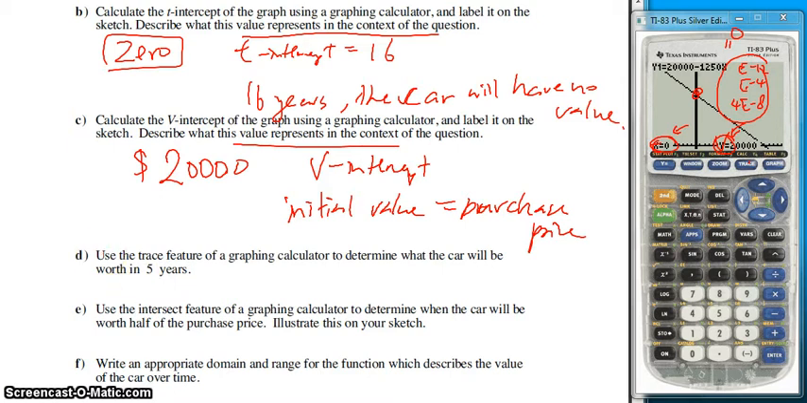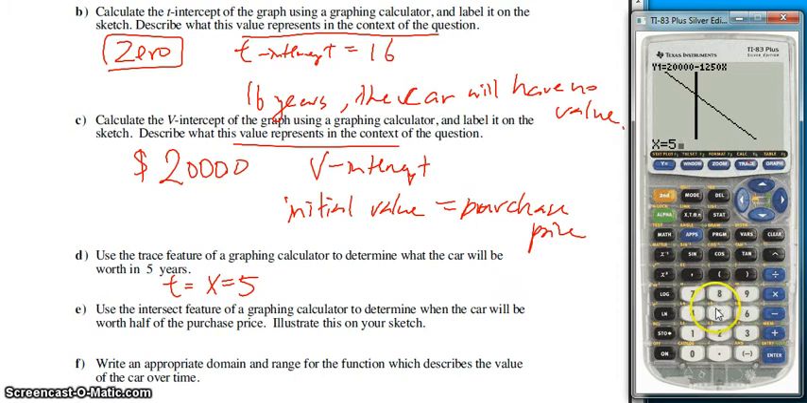Use the trace feature to find out what happened after 5 years. Years is time, so you're finding when t is 5. If you know t, because it's the independent variable, you can always just trace it. So trace 5. This is finding when time is 5. What's y? Your value is 13,750. Five years later, that's the value of the car.